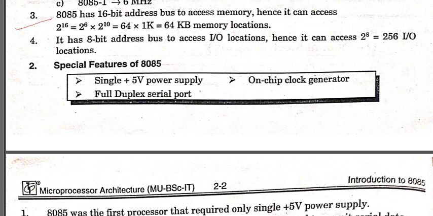Third feature is the 8085 has a 16 bit address bus to access the memory. So it can access, there is a formula 2 raised to n, so it is 2 raised to 16, means it is 2 raised to 6 into 2 raised to 10, so 10 plus 6 is 16 totally. So it will be a 64 into 1k, means 1000, so 64 kilobytes means 64,000 memory locations can be accessed by using this 16 bit address bus.